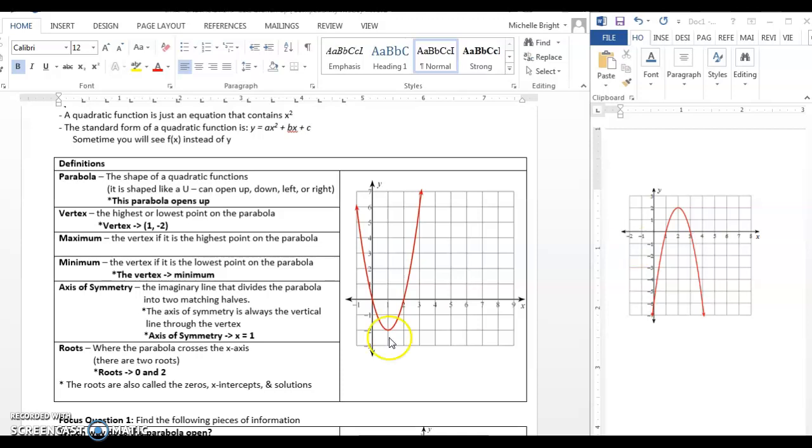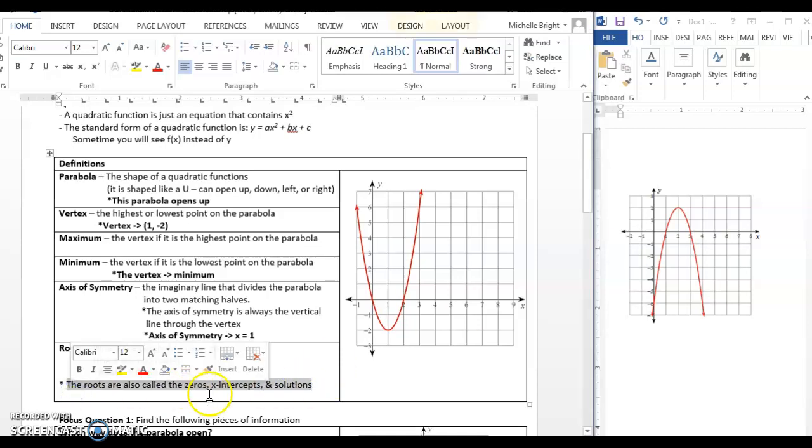This is really big, and I need you to make sure you are aware of this. Your roots have different names. Sometimes they're called zeros, sometimes they're called your x-intercepts, sometimes they're called your solutions. You can have any of these names. Depending on if we're looking at a graph or an equation, we might use a different term, but all of them mean the same thing. Where does your parabola cross the x-intercept? Please take a big note of that.